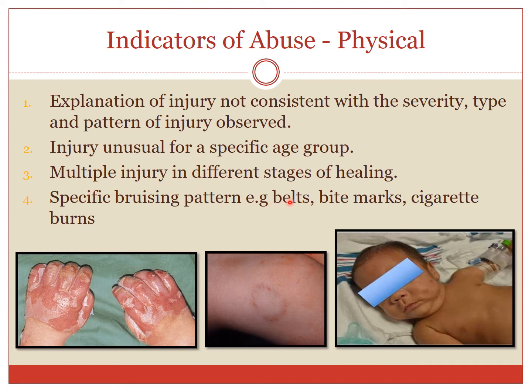Number three, multiple injuries in different stages of healing, which means that the child has been periodically abused, physically beaten, or harmed, and you can see the different injuries are at different levels of healing.